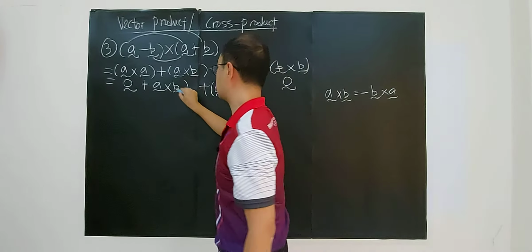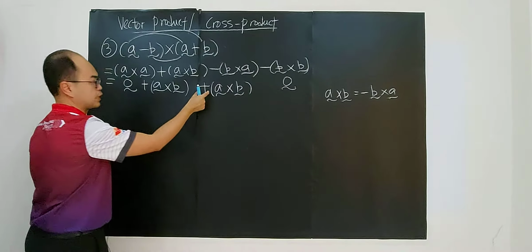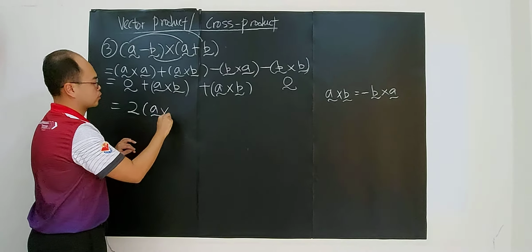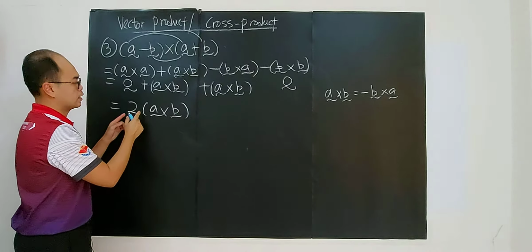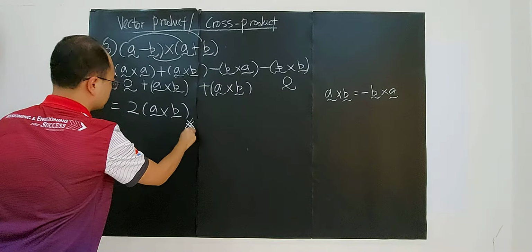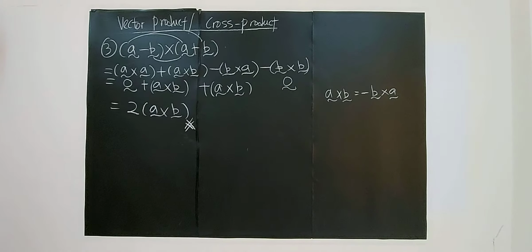And these two are actually identical, and with addition, we can say that it will be 2A cross B. 2 times A cross B. So this will be the result of this problem. Alright, this is the result of this simplification. So let's go on for more examples so that you understand how to use the properties of vector product.